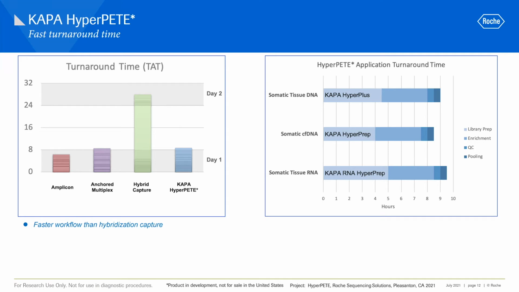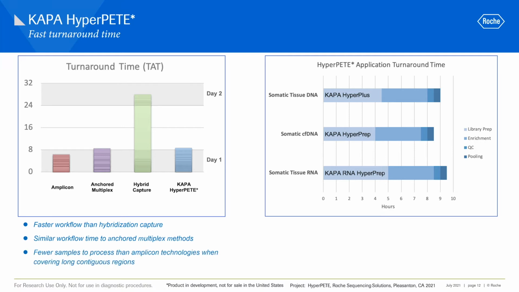This is a faster workflow than hybridization capture, primarily because hybridization capture technologies have an overnight hybridization reaction. It has a similar workflow time to anchored multiplex methods. And lastly, in comparison to amplicons, although the workflow takes a little bit longer than these amplicon workflows, we process fewer samples when we're covering long contiguous regions. Panels or primers need to be split into multiple reaction tubes to enrich these long contiguous regions.